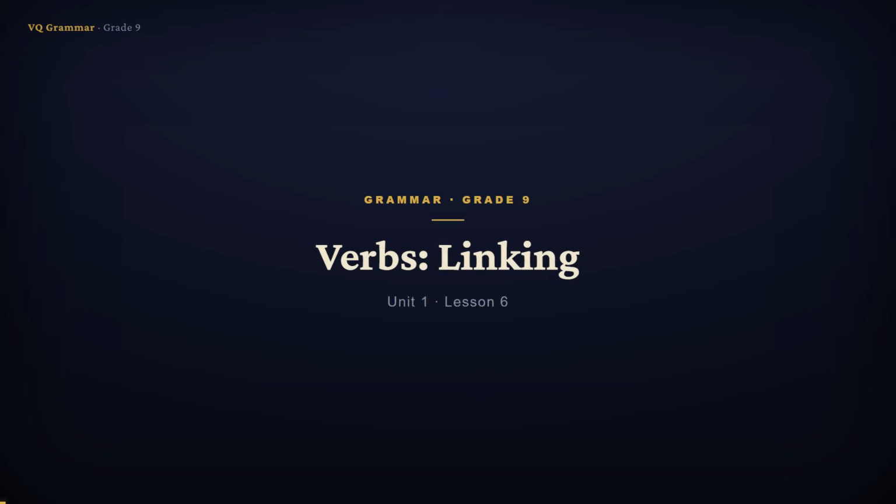This is Unit 1, Lesson 6, and today we meet a quieter kind of verb. Most verbs show action. Someone runs, builds, or decides. But some verbs don't do anything at all. Instead, they connect. We call them linking verbs, and once you can spot them, a whole layer of every sentence opens up. Let's take a close look.